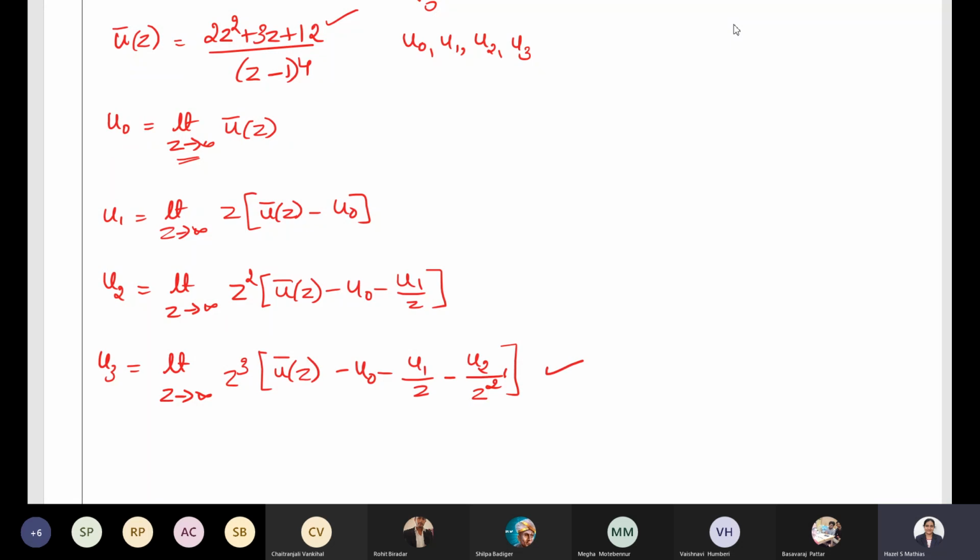This is a new concept I taught you all in Z transforms. You do not have to do much. U bar of Z will be given. You need to substitute in this and find the limit. Finding the limit is not a new thing for you all. You have been learning all these things since your PU classes.